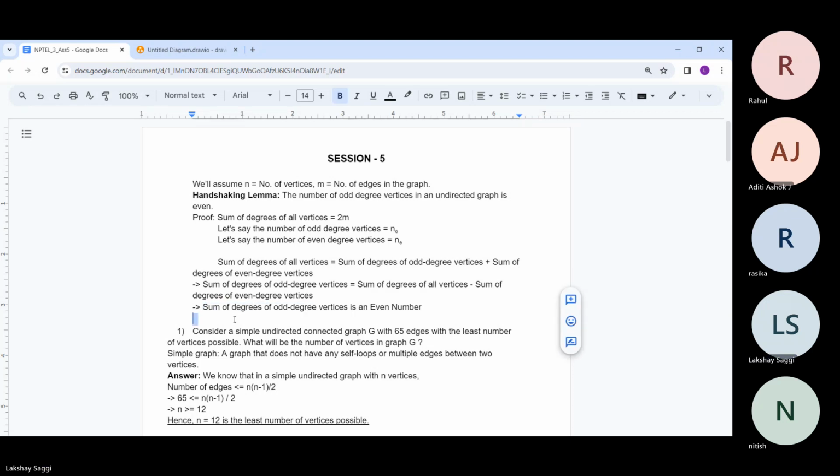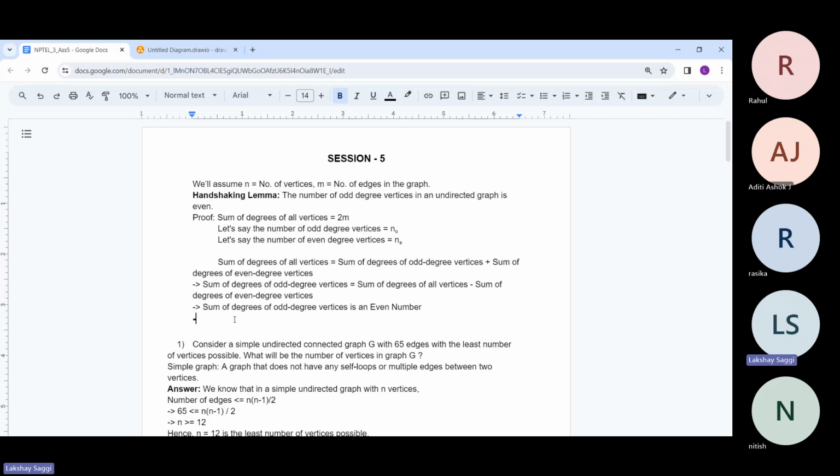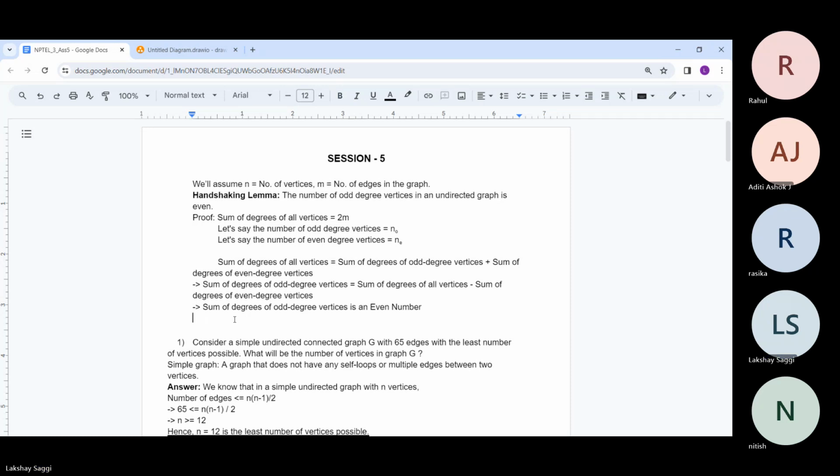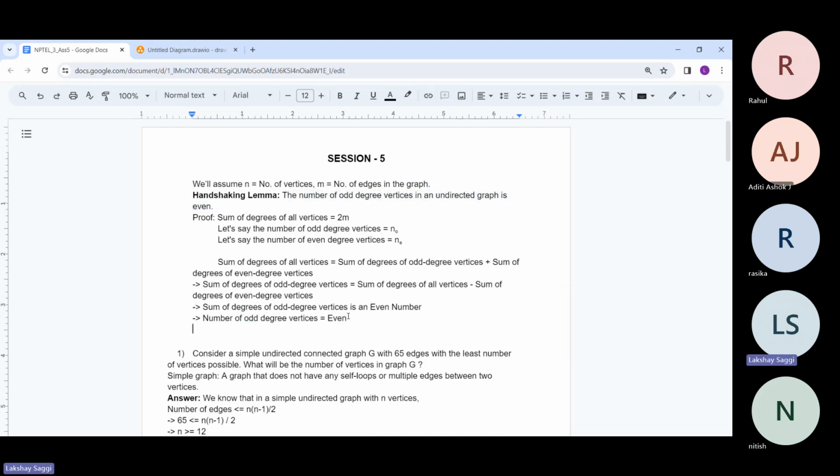So what this implies is that the number of odd degree vertices is even. I hope this makes sense to everyone, and this is what the handshaking lemma says. Just reminding you what the handshaking lemma is, I discussed the proof because it is quite simple. I hope everyone gets it.